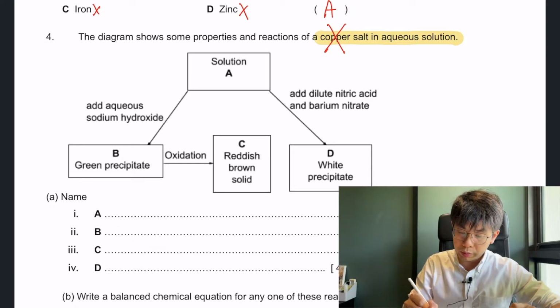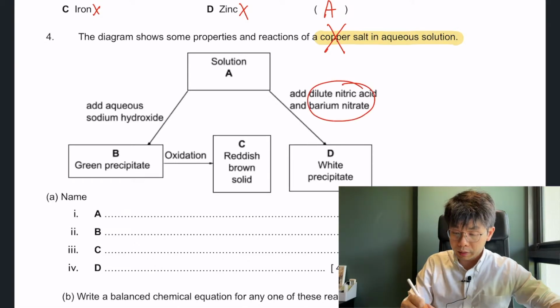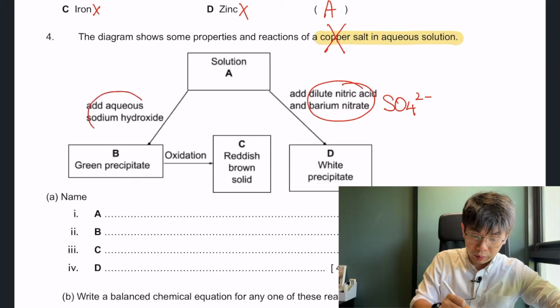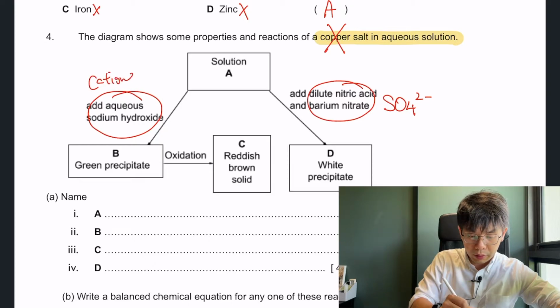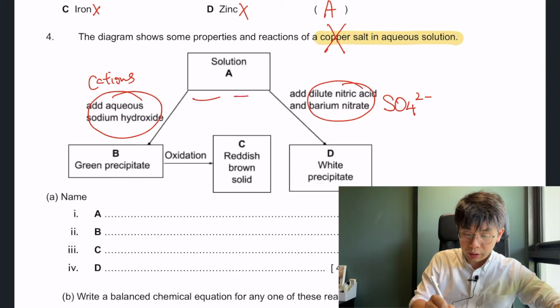Over here, we have nitric acid and barium nitrate. I saw this. Let's circle this. What's this test for? Correct, this is a test for sulfates. Right, and then we got sodium hydroxide, and this is a test for cations. Okay, so let's take a look. All solutions and all precipitates will need to have 2 parts to the name.